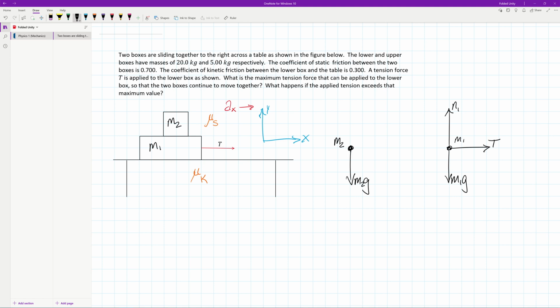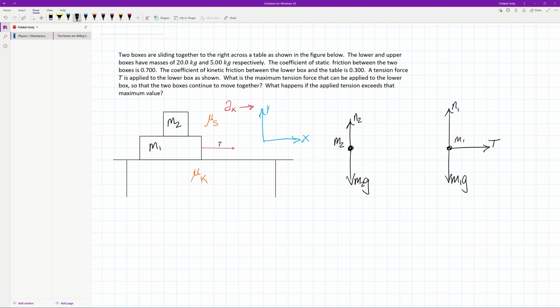I want to call that N1 because I can already see that I'm going to have another normal force, and I don't want to get those confused. For the time being, let's go ahead and hop back over to the top block because I can see that there's a normal force holding that block up, and we're going to need to call that N2. Now, notice that normal force on the top block is coming from the bottom block.